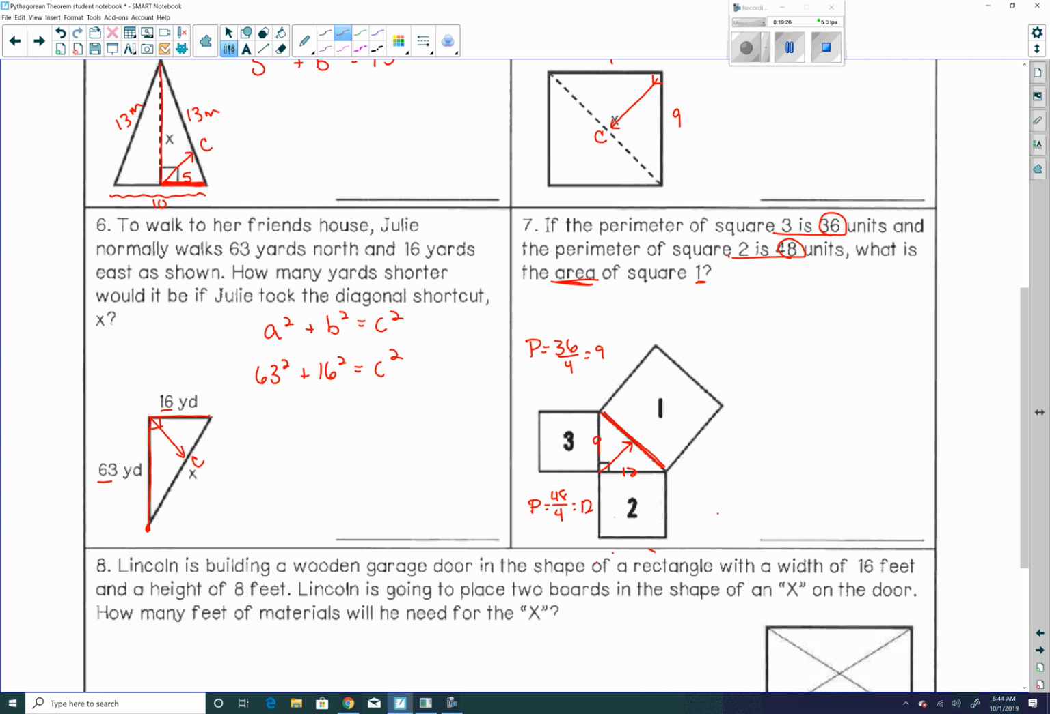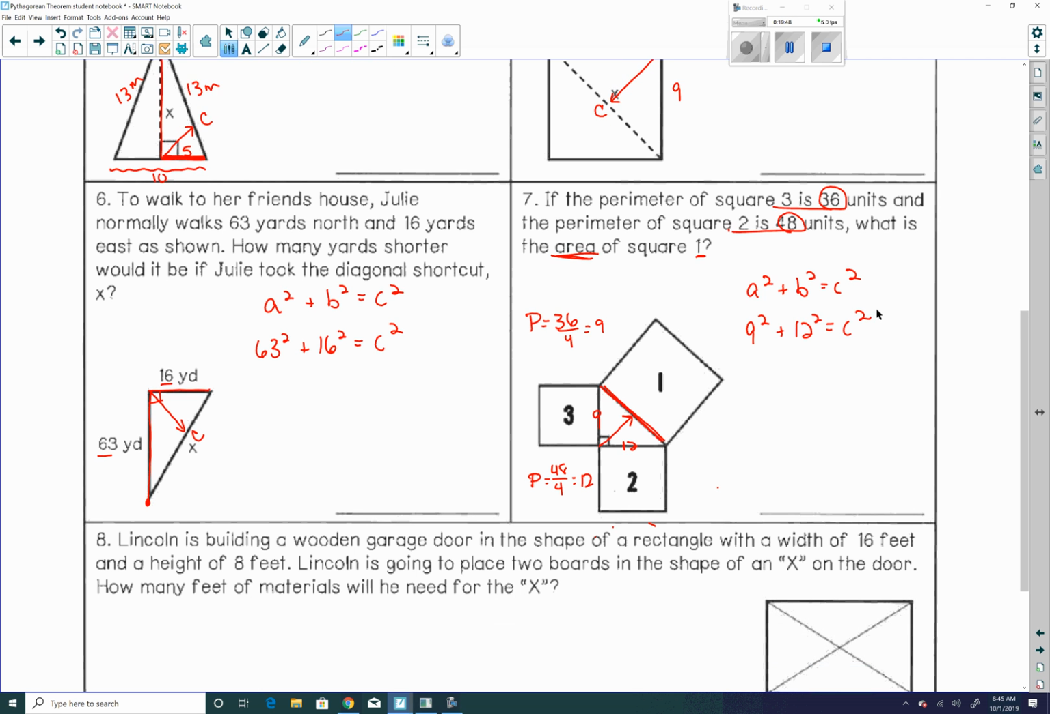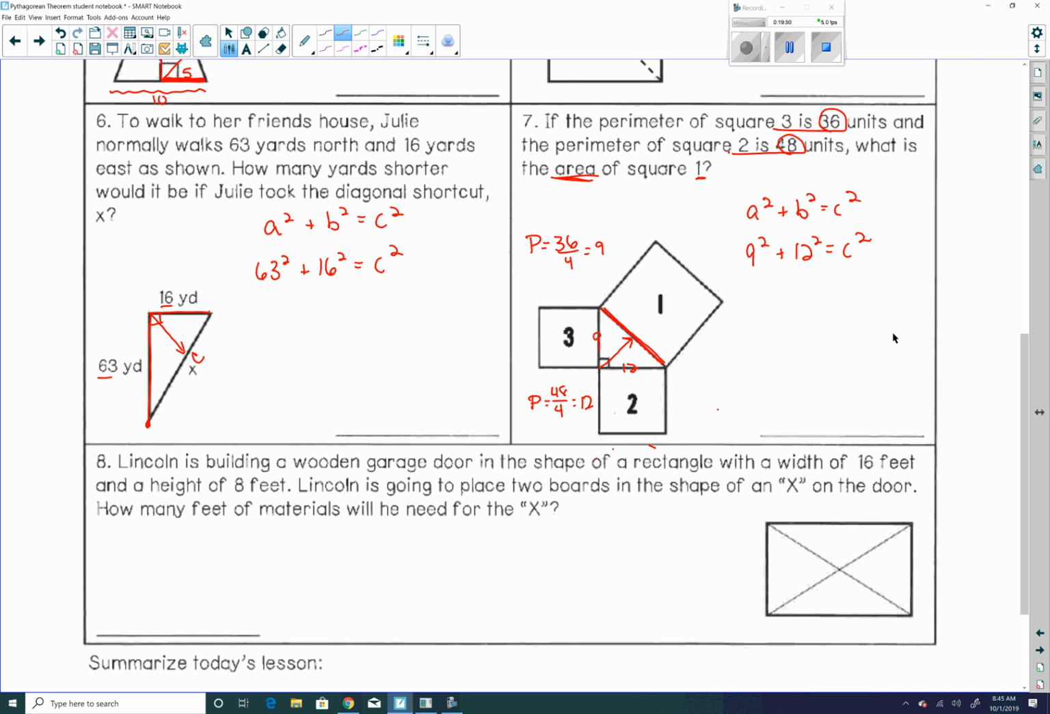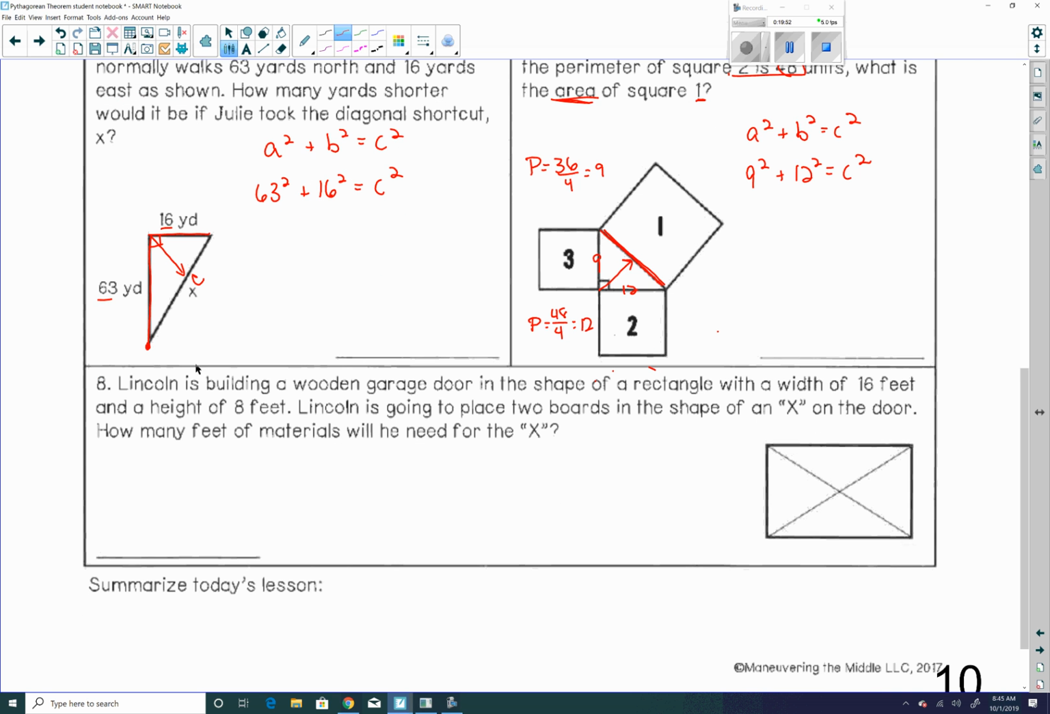So let's do the Pythagorean theorem. A squared plus b squared equals c squared. Set it up with 9 squared plus 12 squared equals c squared. Go ahead and solve for c, figure out what this length is, and then to find that area of square 1, you're going to take that number and multiply it by itself. Or you might recognize that you don't have to take the square root at the very end, and it will tell you what it is.